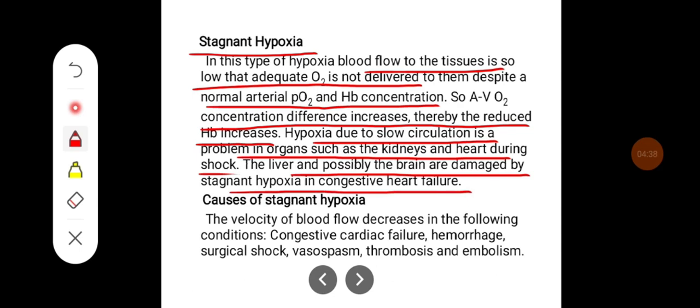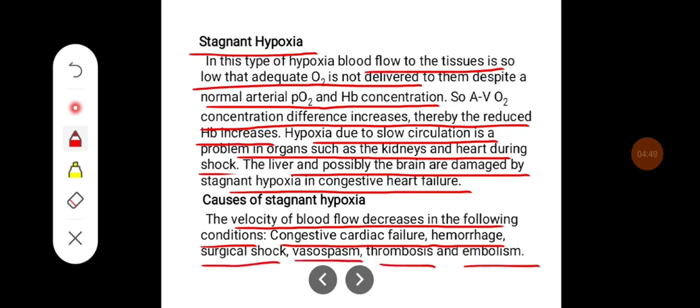Causes for stagnant hypoxia: the velocity of blood flow decreases in conditions like congestive heart failure, hemorrhage, surgical shock, vasospasm, thrombosis, and embolism.